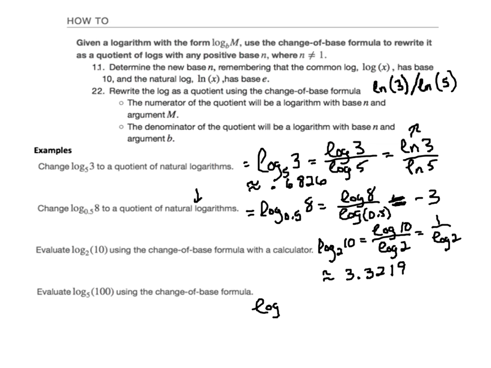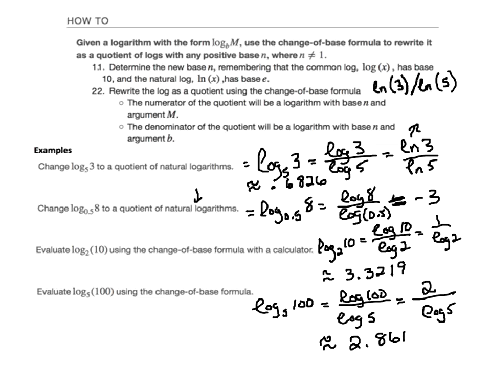And then finally, log base 5 of 100. That's the log of 100 divided by the log of 5. The log of 100 is 2, divided by the log of 5, and that gives me approximately 2.8614. All right, that's all I've got for you on the properties of logarithms.